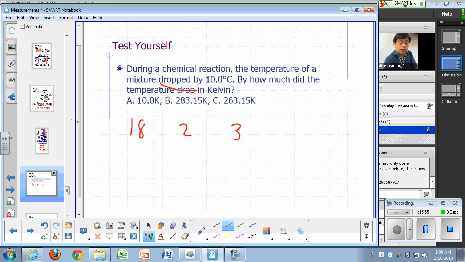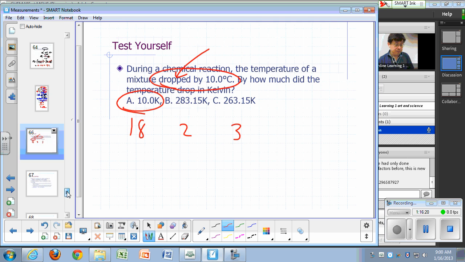Okay, the temperature dropped by 10 degrees Celsius, so the Kelvin would also drop, right? And so the answer is, for every degree Celsius you drop, you're going to drop 1 Kelvin, so the correct answer is A. Okay? So when you say it dropped, you're looking at a change of 10 degrees, or 10 Kelvin in this particular case.